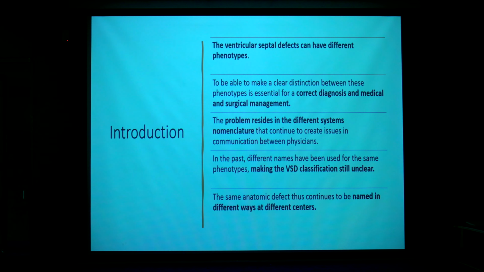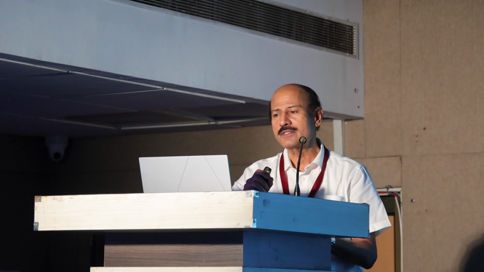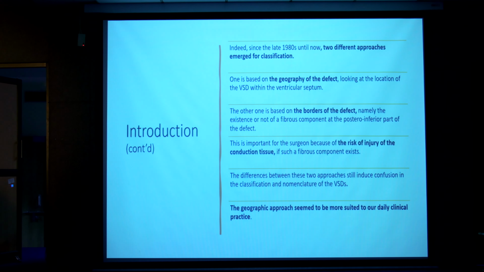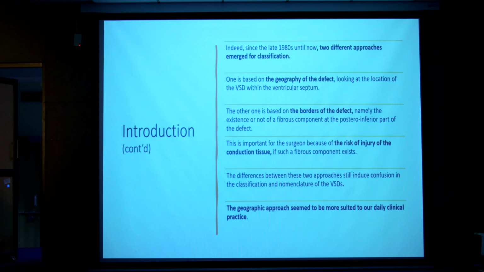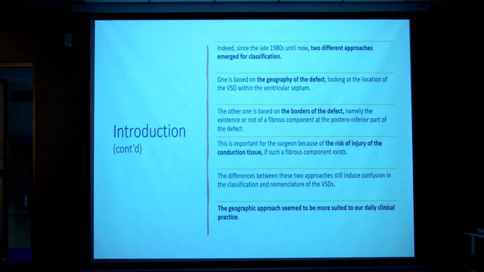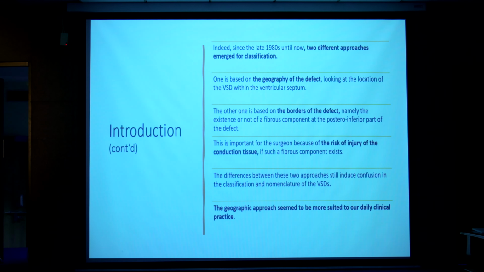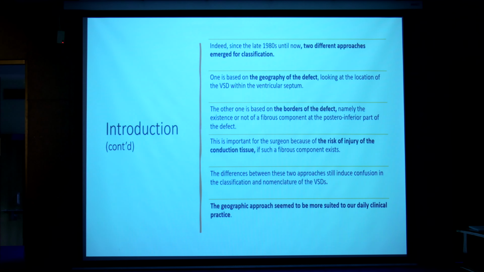In the past, indeed, since the 1980s until now, two different approaches emerged for classification. One based on the geography of the defect, the other looking at the posterior-inferior part of the defect. This is important for the surgeon because of the risk of injury to the conduction tissue if such a fibrous component exists. The difference between these two approaches still induces confusion in the classification and nomenclature of ventricular septal defects.